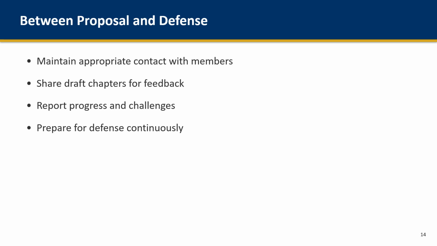Share draft chapters for feedback as they are completed or at least in substantial form. Getting feedback on chapters individually allows you to incorporate suggestions before producing a complete draft. Waiting until you have a complete dissertation to seek any feedback creates a risk of major revisions at the worst time. Report progress and challenges honestly.